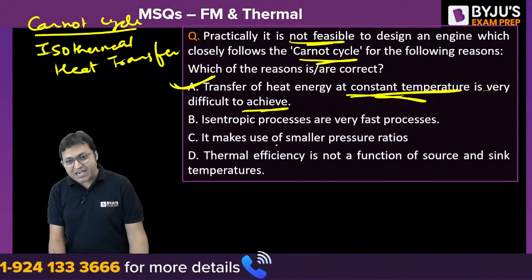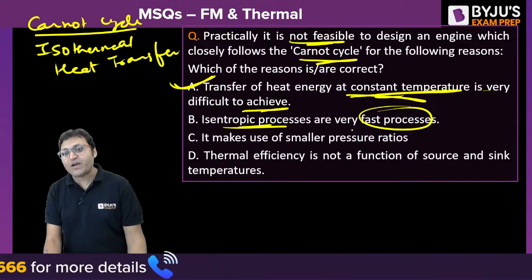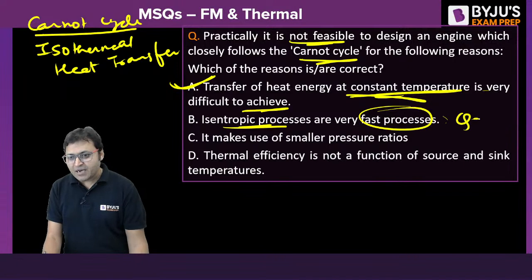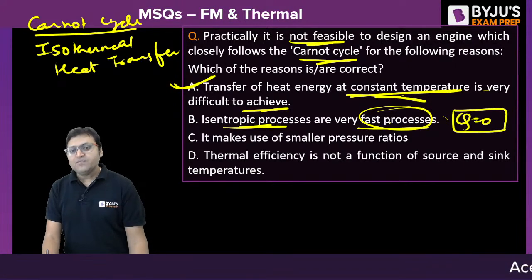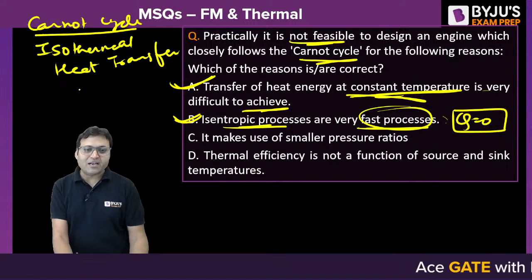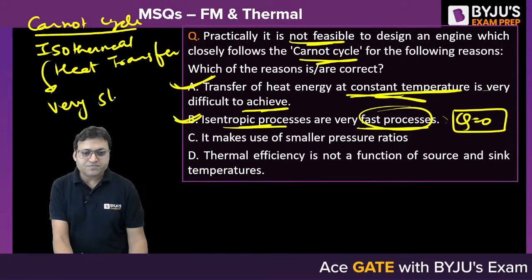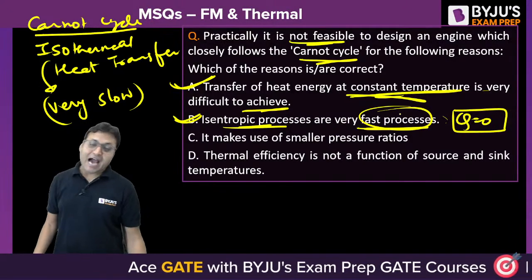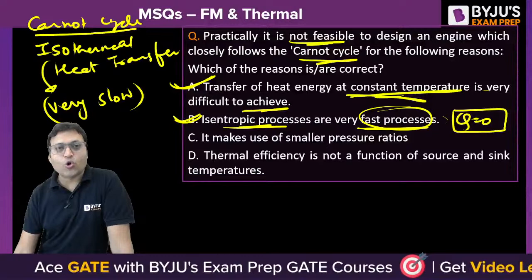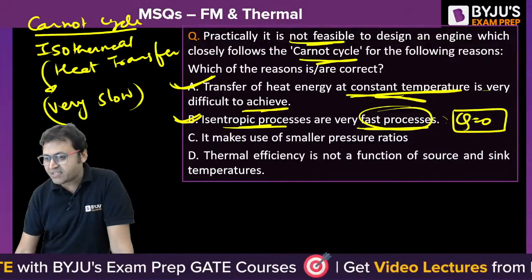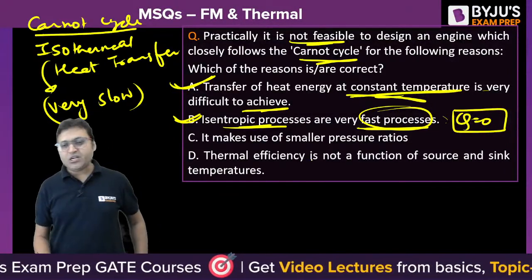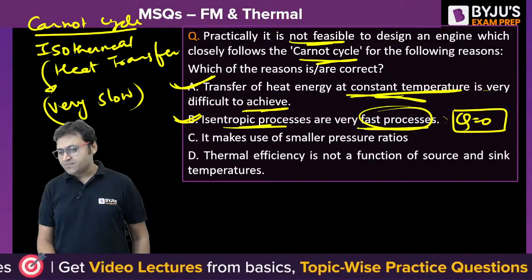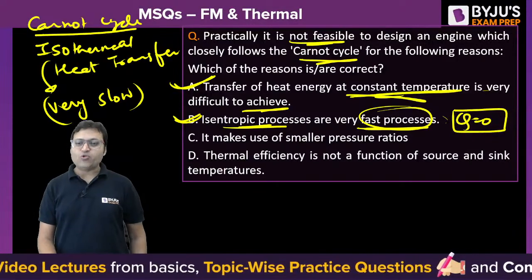Isn't it? Isentropic process or reversible adiabatic are very, very fast processes. Yes, before the heat transfer takes place, the process should get completed. So it is the combination of isothermal heat transfer being very slow and isentropic processes being very fast. Carnot cycle is a combination of very slow processes as well as very fast processes, which is impossible to achieve. That is why we cannot have the Carnot cycle.